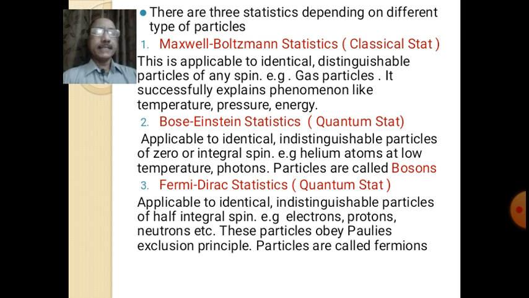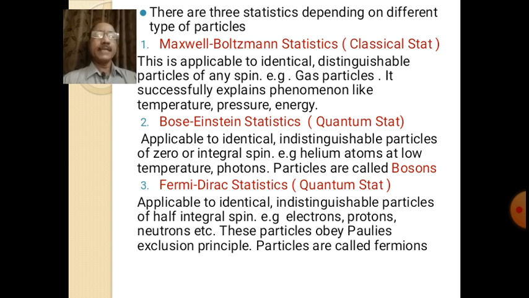So, this statistics is applicable to the particles which are identical, which are indistinguishable, which we cannot distinguish between two particles, which is particle A and which is particle B, and these particles must have zero or integral spin. For example, the particles like helium atoms at low temperature or photons. This type of particles are called bosons, as they obey Bose-Einstein statistics.